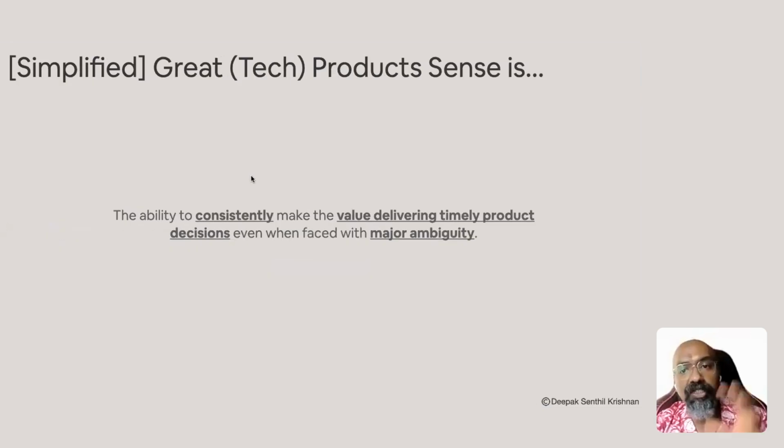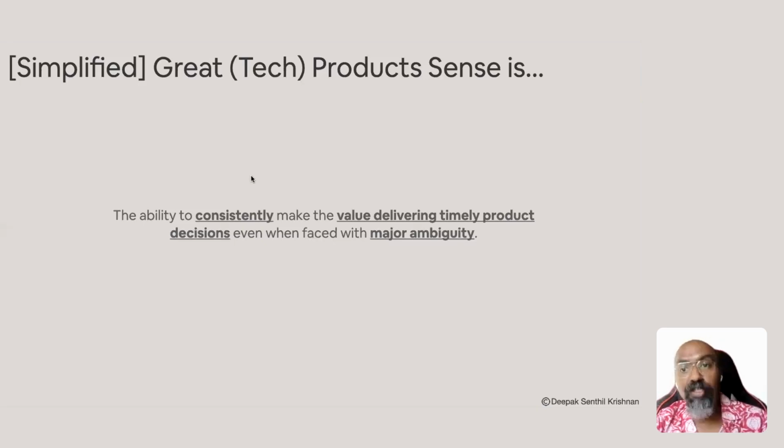So simplifying this takeaway: great product sense is the ability to consistently make value-delivering, timely product decisions, even when faced with major ambiguity. Reason being, ultimately, you have a ton of information, you have all the understanding, you have all the awareness, but you still have to make a choice.